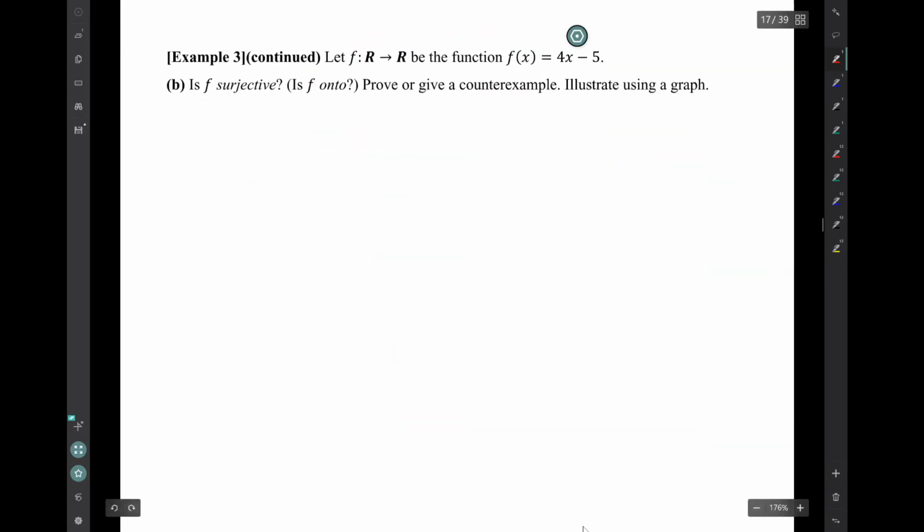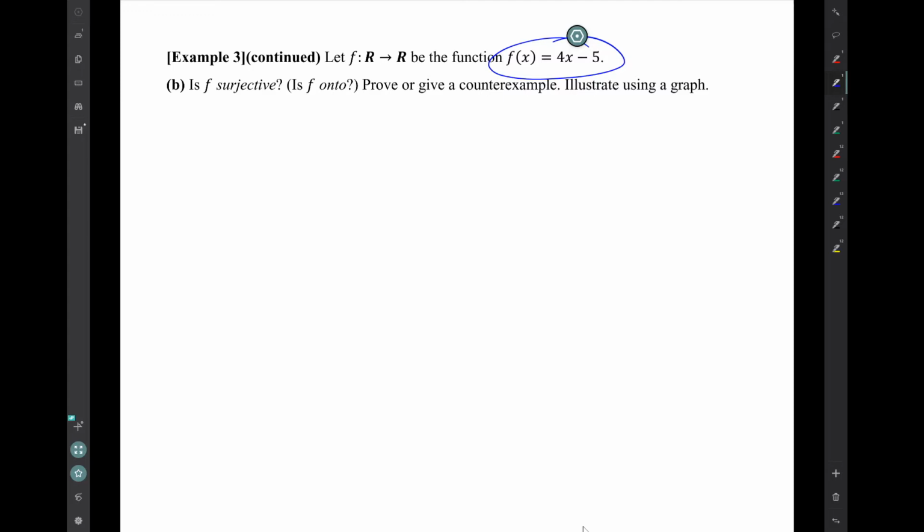Let's go on. Let's look at example 3. This function f of x equals 4x minus 5. Is f surjective? That is, is f onto? Well, it turns out it is surjective. So how do we prove that f is surjective?